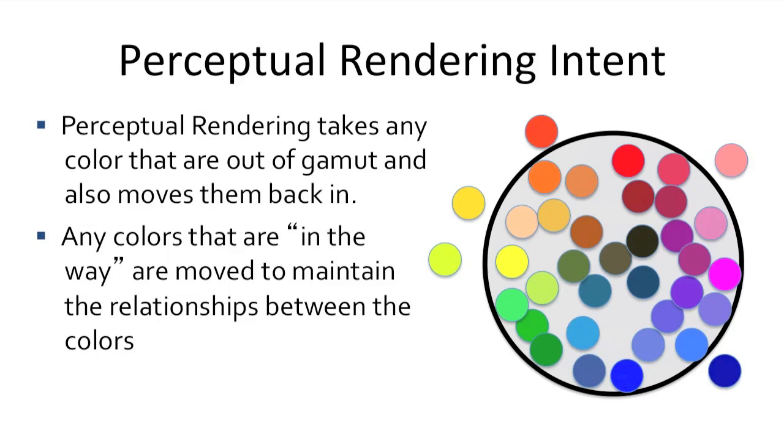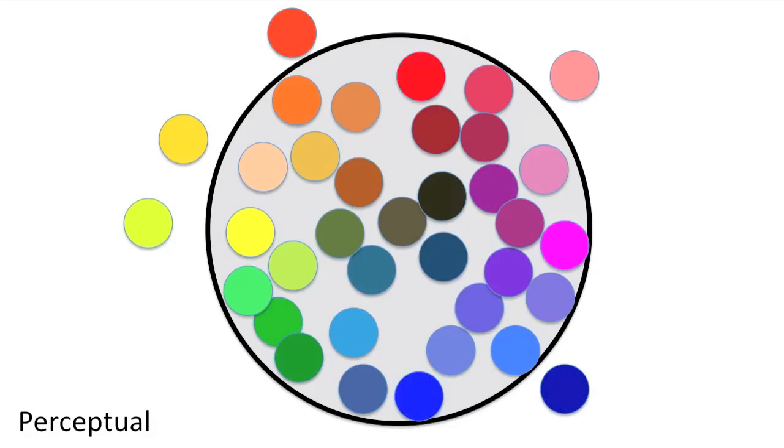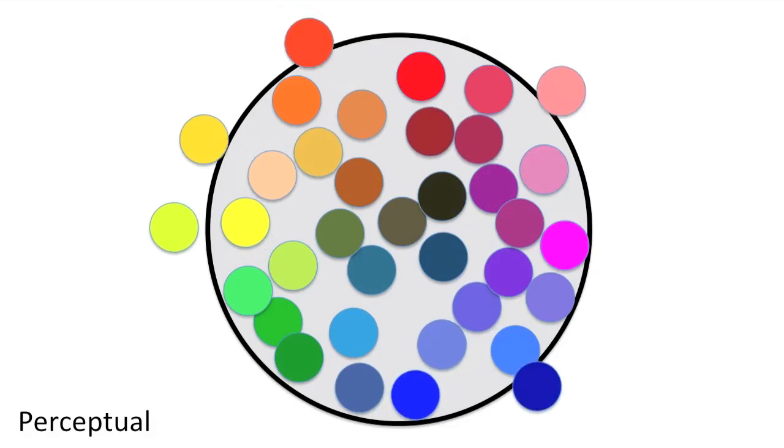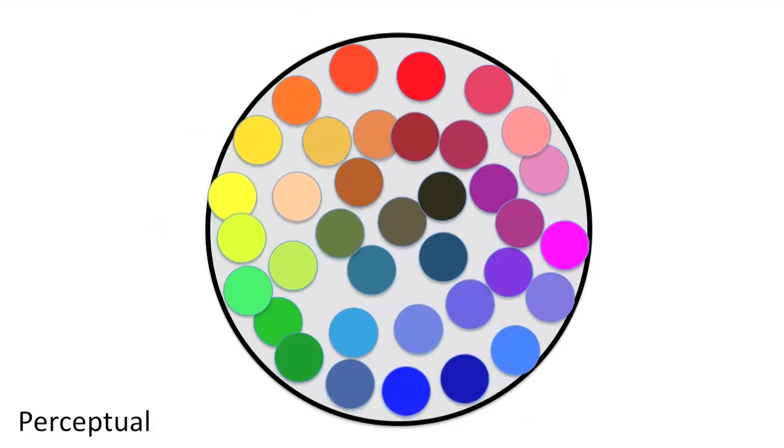Now the other common rendering intent is called perceptual rendering. And perceptual rendering is going to do the same thing. It's going to take those same colors that are out of gamut and move them back in. The difference is the colors that are within gamut that can be printed are going to move so that the relationship between the previously out of gamut colors and the colors that were in gamut remains the same. So again, using an animation, we have our colors that are out of gamut, and as they move in, the other colors move out of the way so that that relationship is maintained.